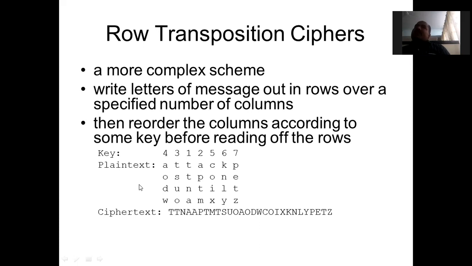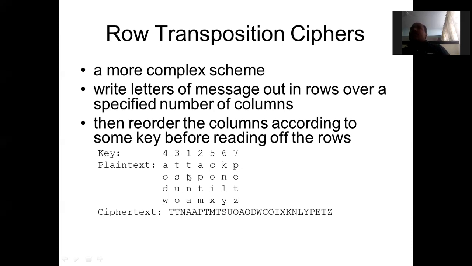So the plain text we can write row by row here: the attack postponed until 2 a.m., and X, Y, Z are the filler letters. And how are we going to obtain the cipher text? We need to read it column-wise. This is the first column, second column, third column, fourth column, and again the fifth column, sixth column, and again the seventh column.